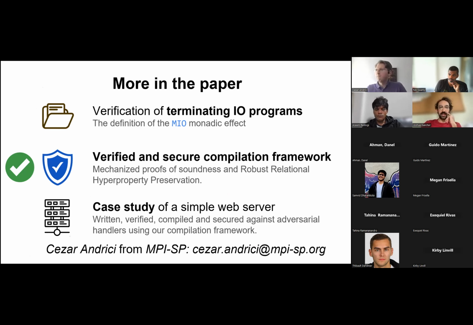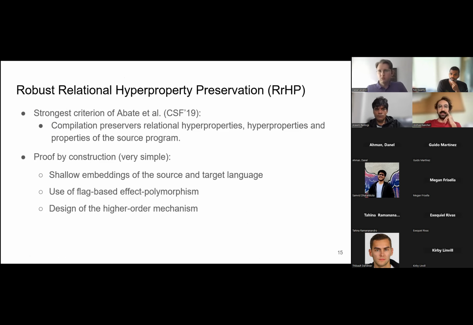Yeah, maybe I can kick it off. So I want to ask about the RHP stuff. The basic question I have is, RHP is usually described as: for all adversary contexts, there exists a source context, right? Yeah.